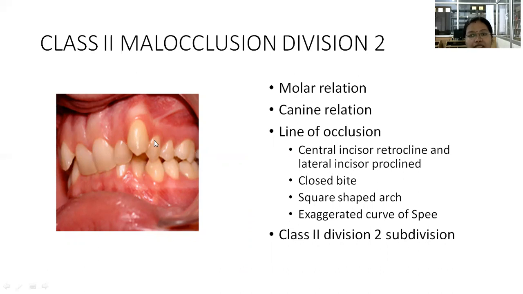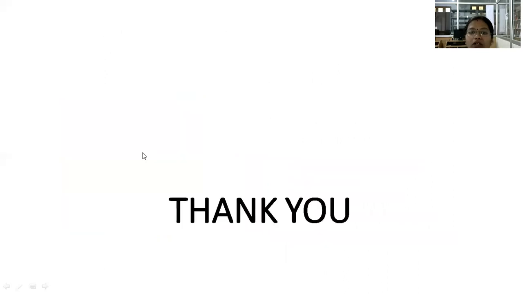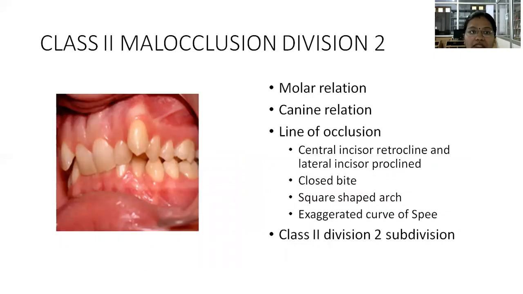Okay, so anteriors are retroclined, the molar relation and the canine relations are class 2, but again the line of occlusion is altered, that is you have your retroclined anteriors. So that is the class 1 and class 2 malocclusion. So class 2 malocclusion has division 1 and division 2. Okay, and again you have the classification as class 3. Okay, so that will continue at the next class.